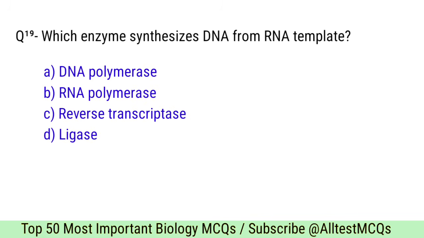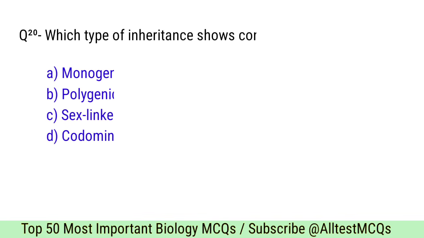Question number 19. Which enzyme synthesizes DNA from RNA template? Correct option is C. Reverse transcriptase. Question number 20. Which type of inheritance shows continuous variation? Correct option is B. Polygenic.